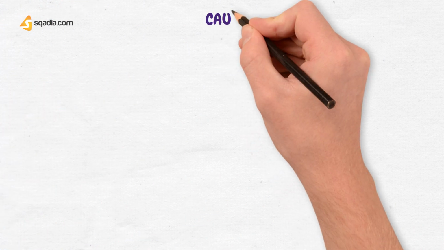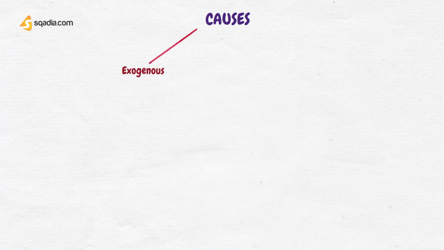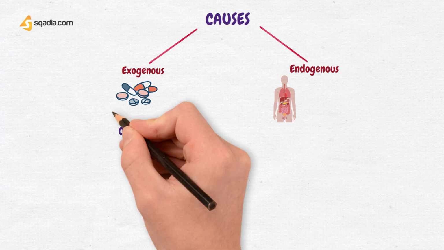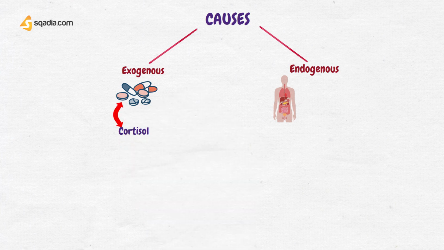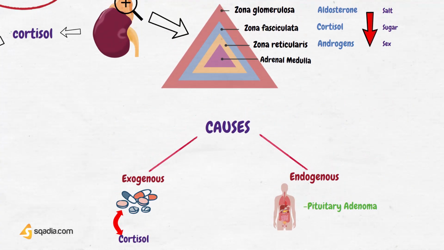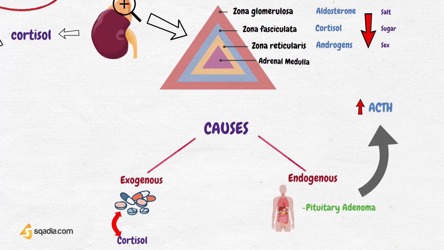We can divide the causes of Cushing syndrome into exogenous, due to steroid medications, or endogenous, where the cortisol is made in excess by the body itself. Steroid medications are similar in structure to cortisol, so they can mimic its functions to create such adverse effects. The most common endogenous cause is pituitary adenoma, a benign tumor of the pituitary gland which secretes too much ACTH, which in turn stimulates excess cortisol production in the zona fasciculata of the adrenal gland.